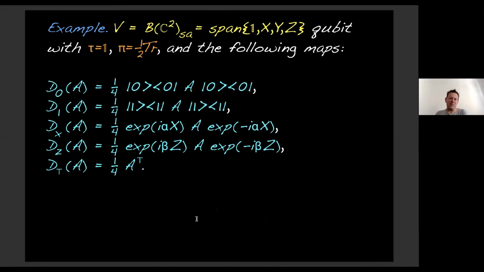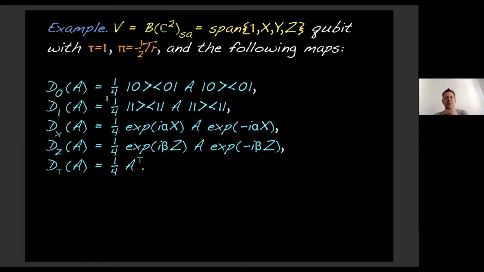This is maybe the point of pride of the paper. It's an example that we discussed like 8 times in the paper, so it was kind of fun to design it. Our vector space is simply all the qubit observables. The tau is the familiar identity and pi is the maximally mixed state, so it's a normalized trace. And then we have some maps.